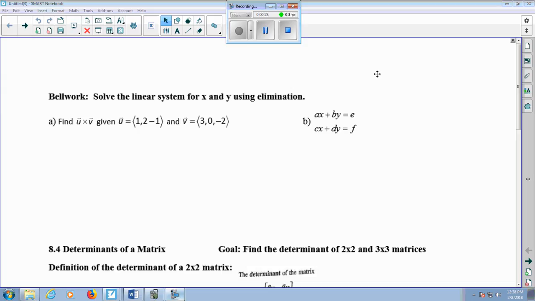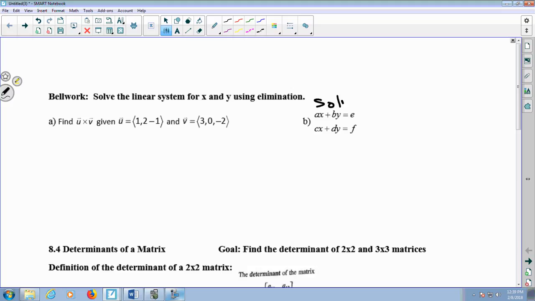The directions are not the best for both of these. For A, what you're doing is trying to find the cross product of those two vectors. For B, you are trying to solve for just x on this. So do the cross product for A, and then solve for x in B. Pause the video and give that a try.